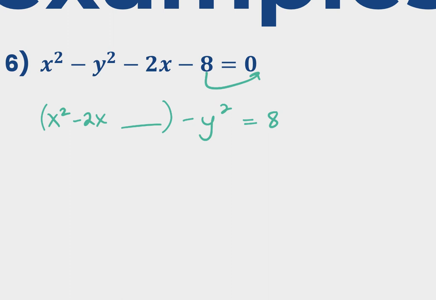All right, now I got to complete the square with that first one. So I take the 2, divide it by 2, it's 1, squared, it's 1. I add the 1 inside the parentheses, and I add it to the other side of the equal sign. And I factor the left side. Square root the x squared, square root the 1, take the sign from the middle, put it in parentheses, and square it. Minus y squared equals 9.